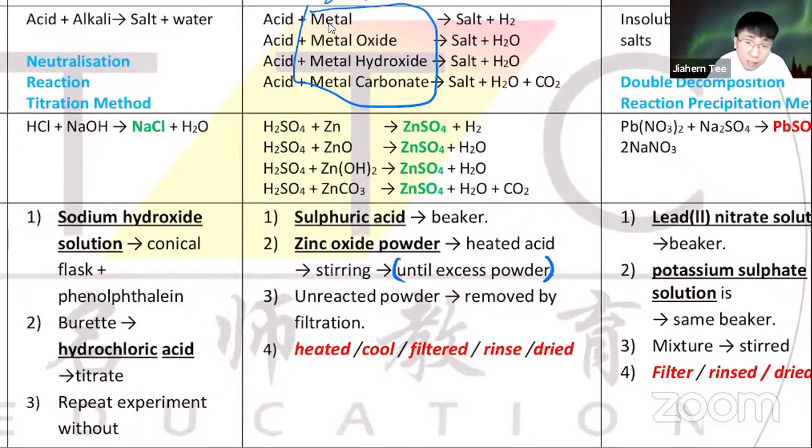Why? Because if you add one spatula, two spatula, your metal fully dissolves, but your acid is not fully reacted. That means you have some leftover acid inside your chemical, right? It means you cannot get your pure salt. So to get pure salt, we have to make sure all the acid is fully reacted. So we add a lot of metal powder into it, until it cannot dissolve anymore. Then only you filter out the unreacted powder. You filter out the extra powder. Then only can you get your pure salt produced from this method. So once again, I'm going to do heat, cool, filter, rinse, and dry. Because of what? Because it is a soluble salt.